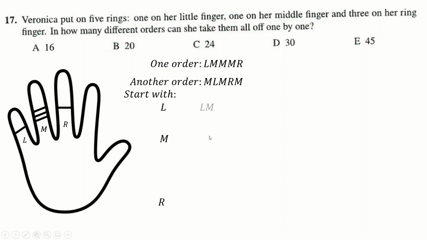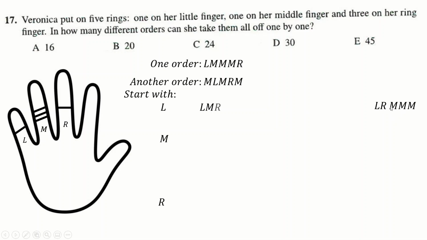Right, if you start with an L, you could go to an LM. You could take the middle off first, or next, sorry, after the L. Or you could take the R off instead. And then you go from here, right? After you've taken an M off, what else could you do? Well, you could take another M. Over here, you can only take more M's.